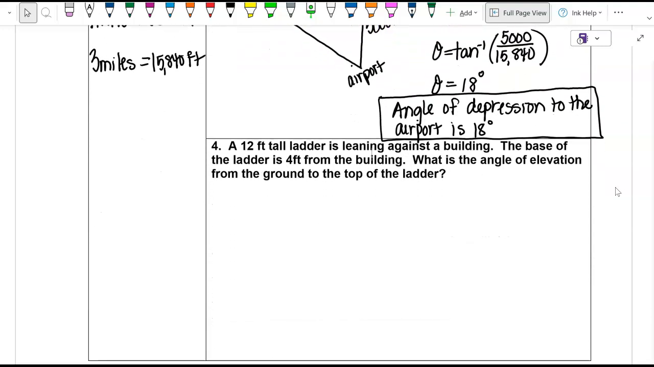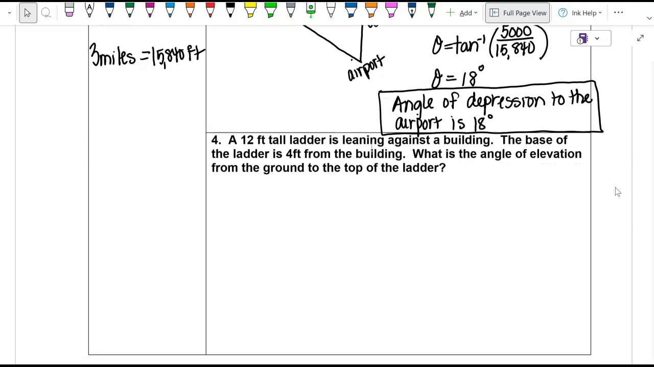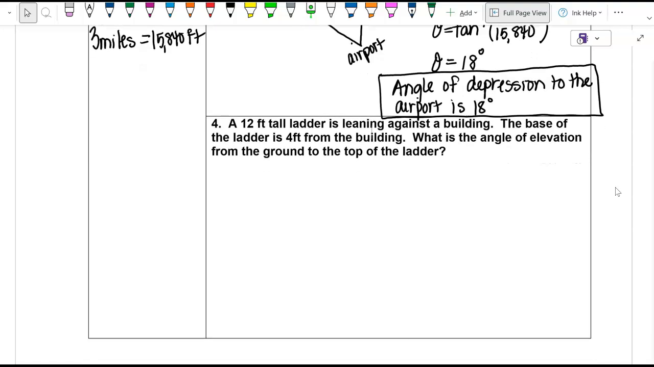All right, number 4, a 12-foot ladder is leaning against a building. The base of the ladder is 4 feet from the building. What is the angle of elevation from the ground to the top of the ladder? So again, key here, they're asking for the angle of elevation, which tells me that my horizontal is at the bottom of my diagram because I'm looking up. So I have some building here.